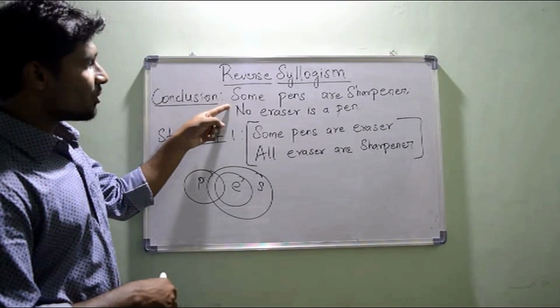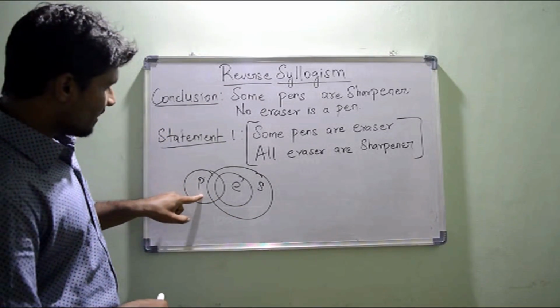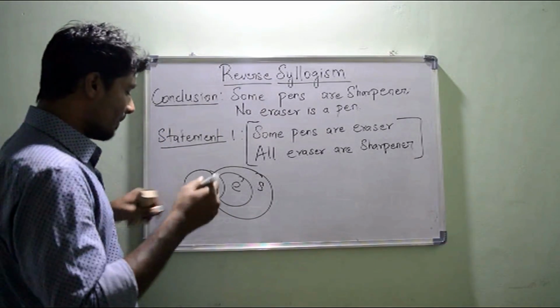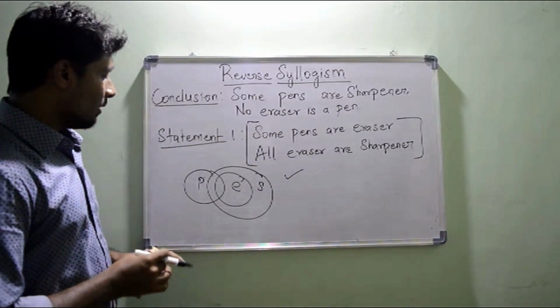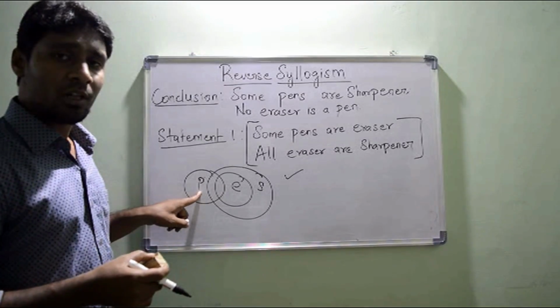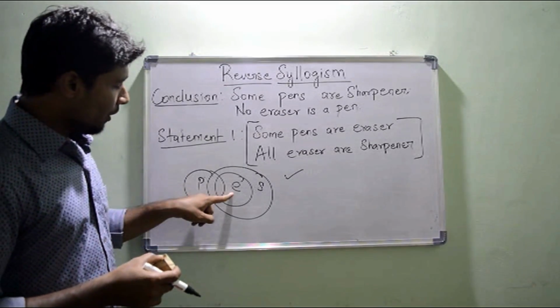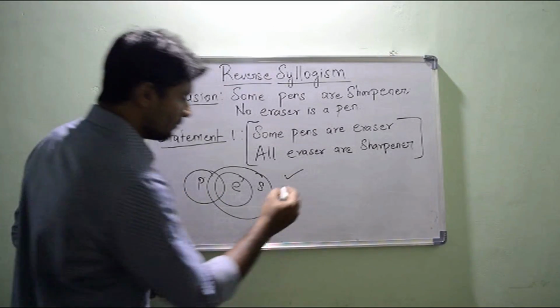Some pens are sharpeners. Some pens are sharpeners is getting true. That's the first one. And the second one, no eraser is a pen. Is it true or false? No eraser is a pen. It is false. So go for false.